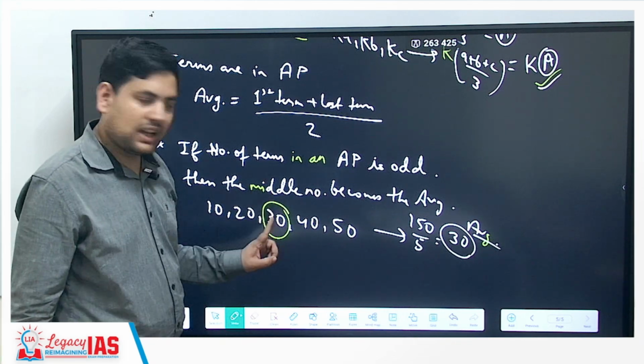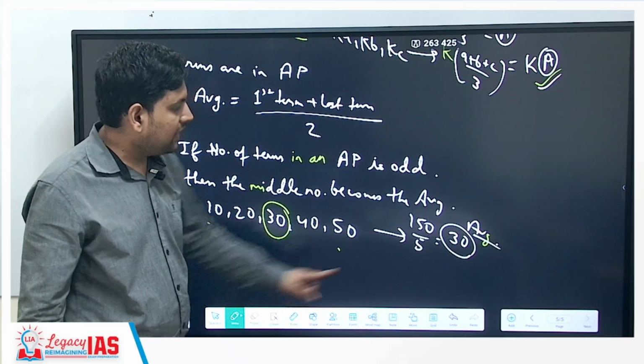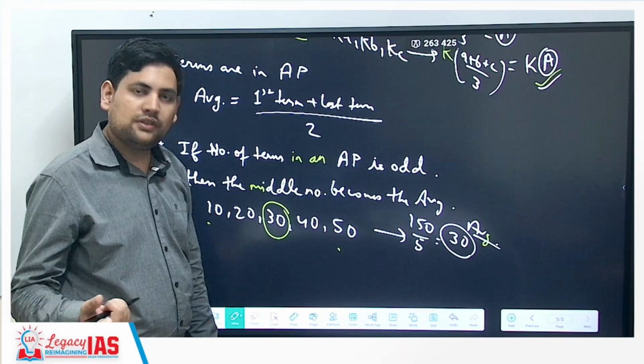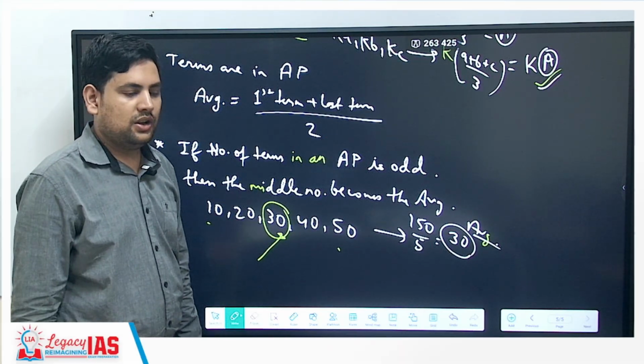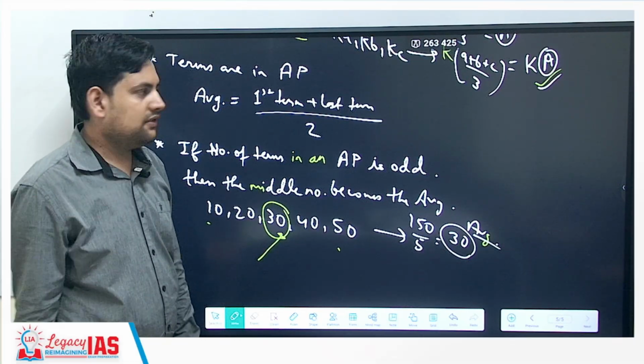Okay, so first term plus last term will work here also. See, 10 plus 50 is equal to 60. 60 divided by 2 is 30. But if the number of terms is odd, one more thing will work: you just pick the middle term, and that will be the average. Some tricky questions can be solved using this. We'll see that in further lectures.